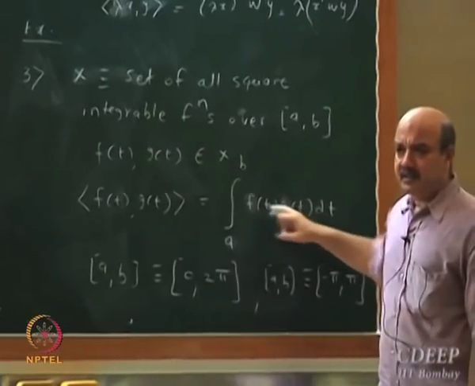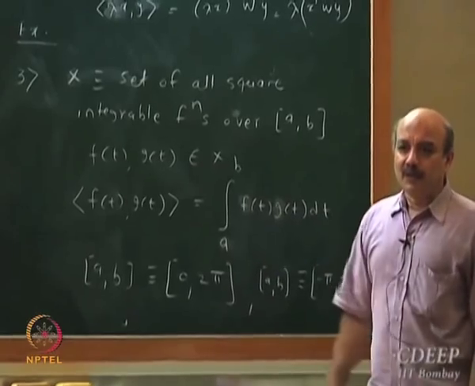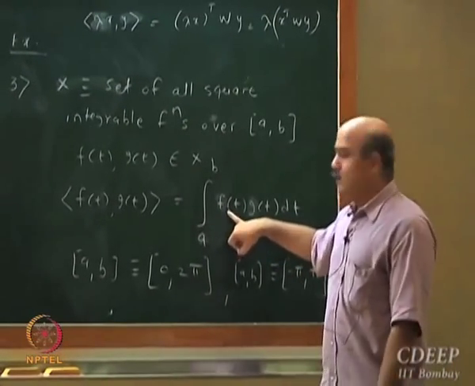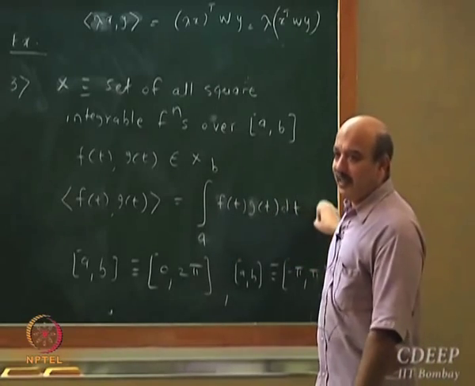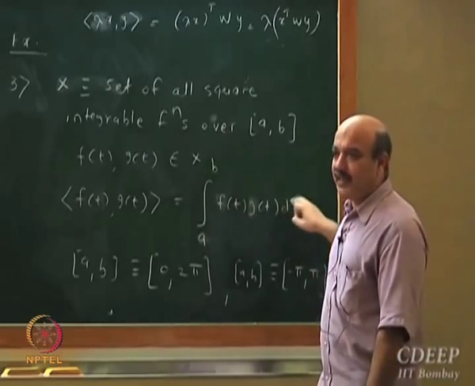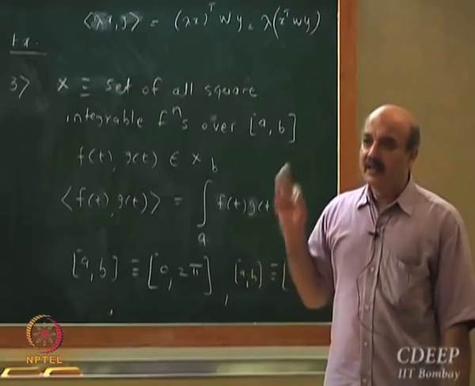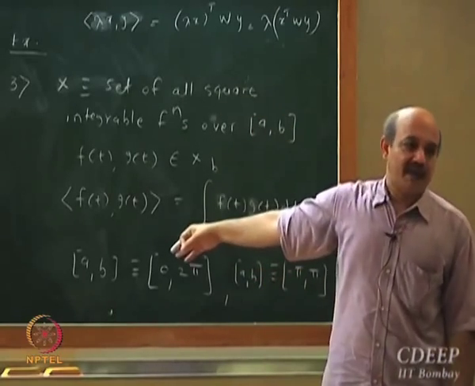You remember something like this? When you do Fourier series expansion, you take sin t and integral of sin t f(t) dt. That is actually an inner product. And you can just check whether all four axioms are satisfied.